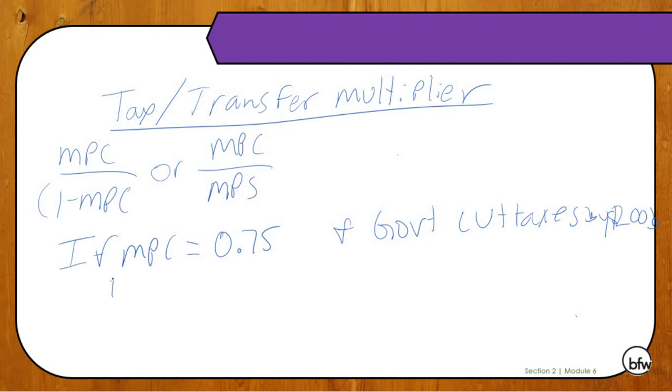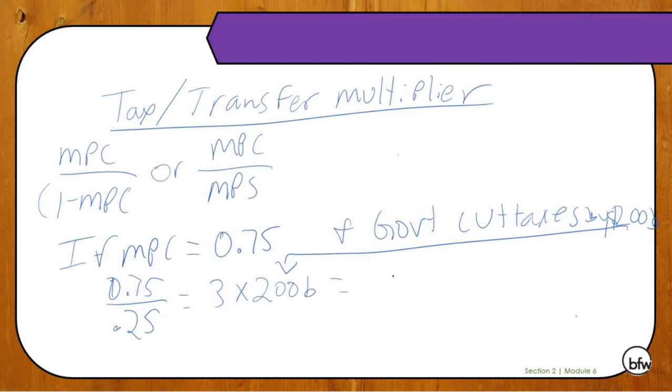All right, so for this problem, we would set this up a little bit differently. We would do 0.75 over 0.25, right? MPC over MPS. That would give us 3. 3 times this 200 billion right there. All right, and we are going to get a total change of real GDP of $600 billion. Before, remember, if you look back on your work, it was $800 billion. So cutting taxes does have a positive impact on the economy, right? Still increases by a total of $600 billion, but it does not have as large of an impact as if the government increases spending.